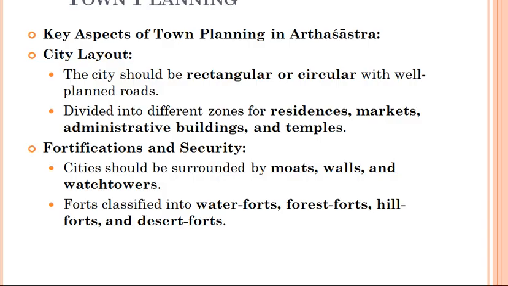So what are the key aspects of town planning in Arthashastra? It is the city layout which is considered. The city should be rectangular or circular with well planned roads. It must be divided into different zones. It must consist of residences, markets, administrative buildings and temples. For fortifications and security, cities should be surrounded by moats, walls and watchtowers. Forts are classified into water forts, forest forts, hill forts and desert forts.